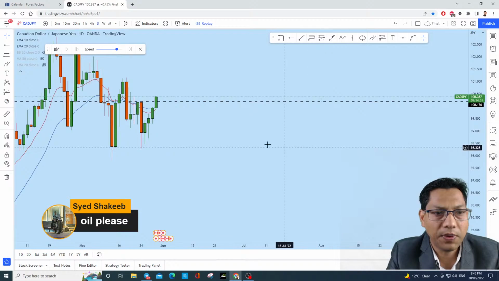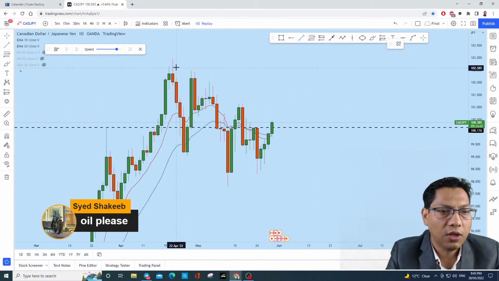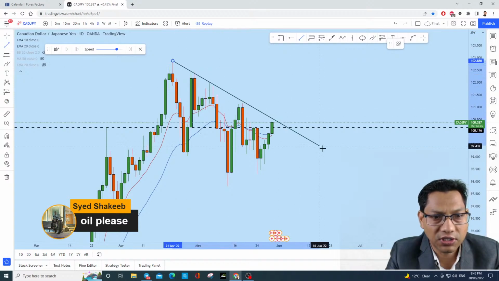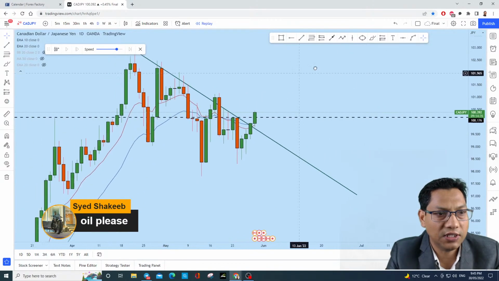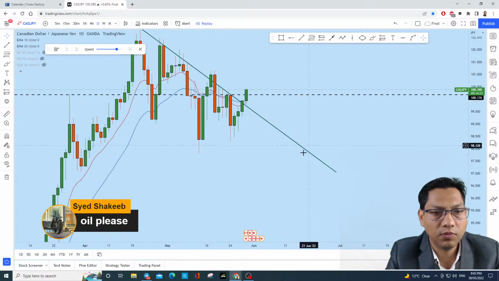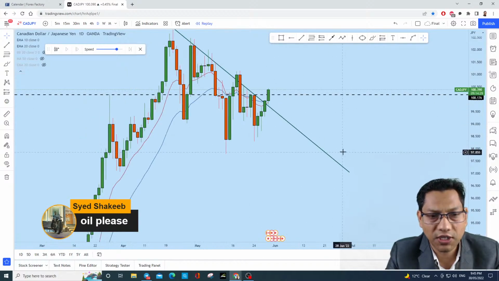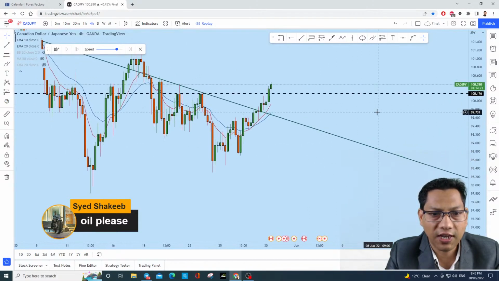Now we need to keep in mind that this is how you need to be cautious about your trading. When you see a trend line has been formed on the daily time frame, you see, this is the trend line that has been formed. Let me draw this. It's not exact, but yes, there is a trend line. Now what is the possibility to buy CAD/JPY? Going to the 4 hour, this is what the trend line looks like.